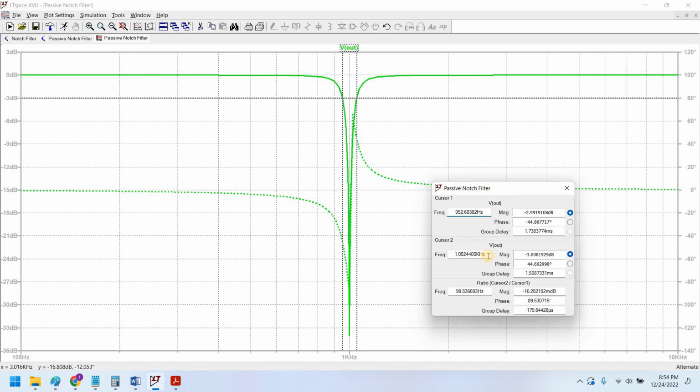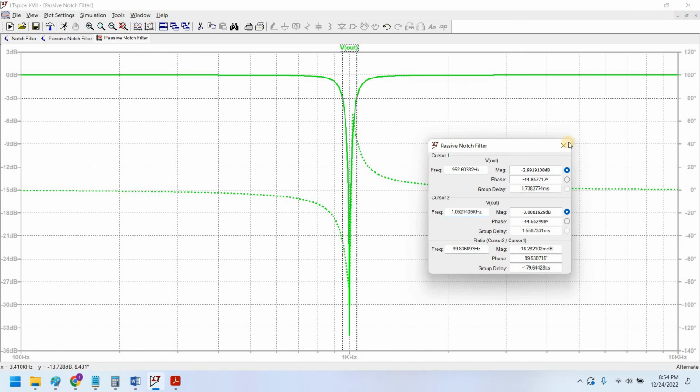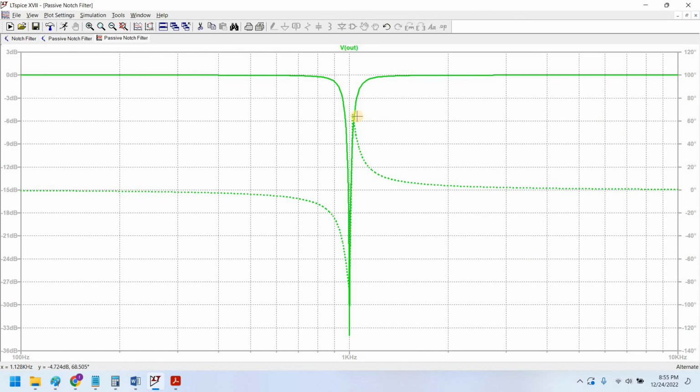and much steeper and much more squeezed notch response. Okay guys, as you can see here, you can also see that the phase is at minus 90 degrees, exactly at minus 90 at 1 kilohertz.